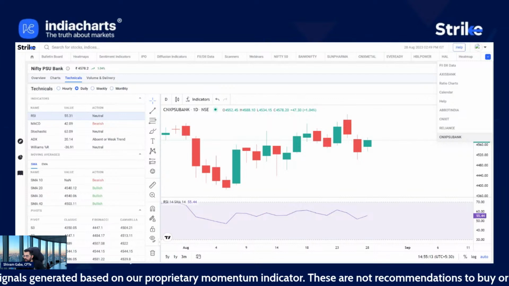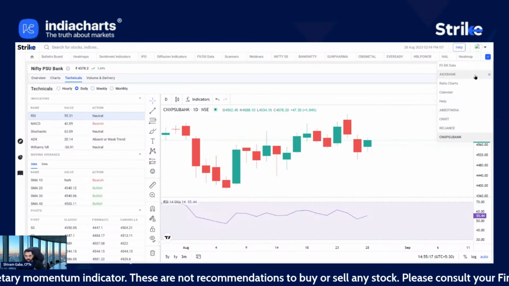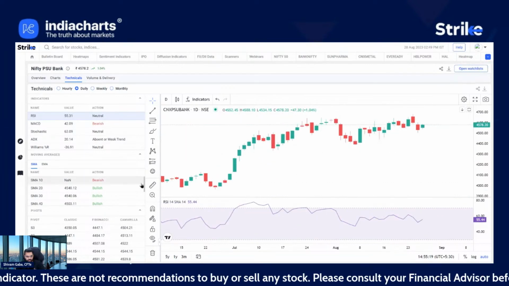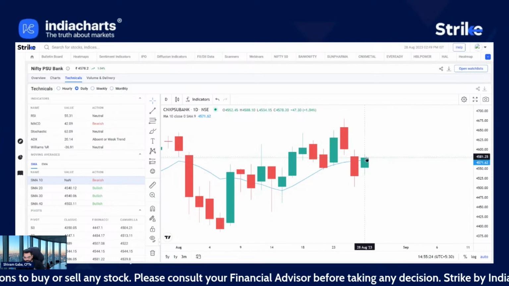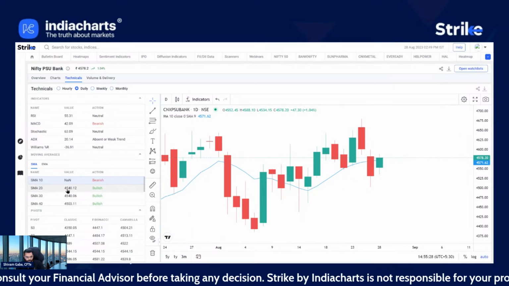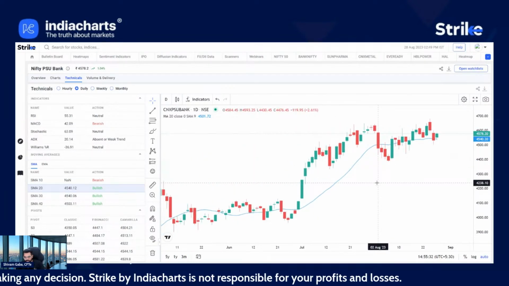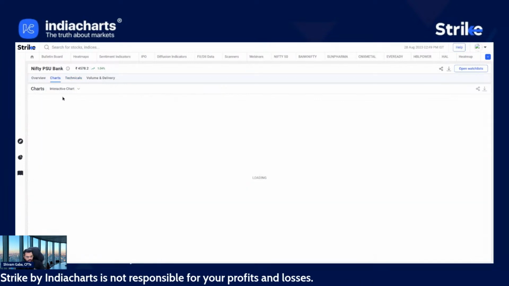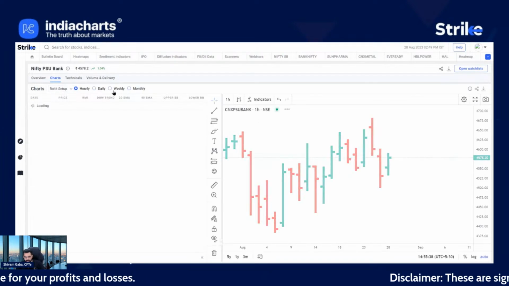Yeah, so I am in the PSU bank index. It is trading right at the 10-day average today, so that would be a good level to watch for it to sustain. But it's above the 20-day average, and that's a good sign. Let's look at the setup on multiple time frames.